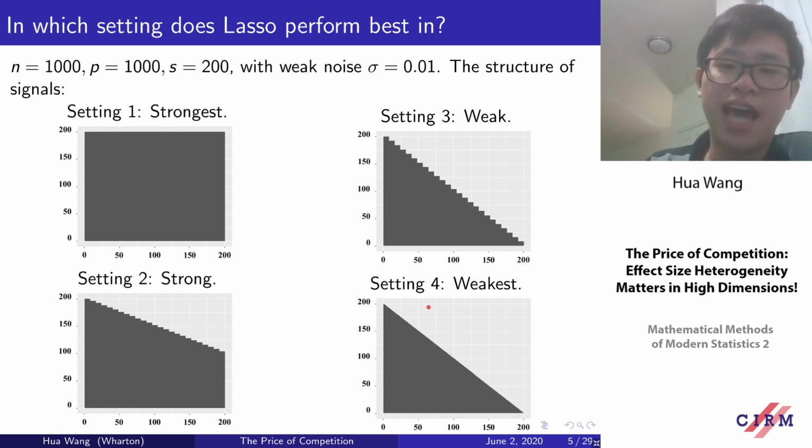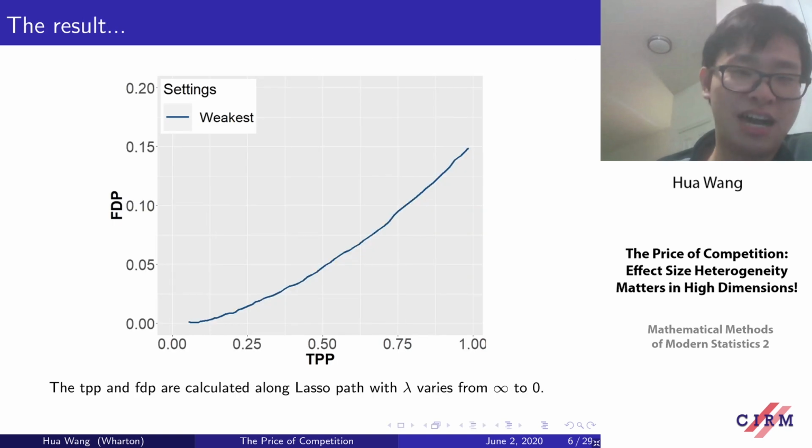One point I want to emphasize is that among those four settings, given our common belief, we would expect the first setting to give us the best performance because the signals are the strongest overall, and setting 4 to give us the worst performance. So let's see what the real result of our simulation is.